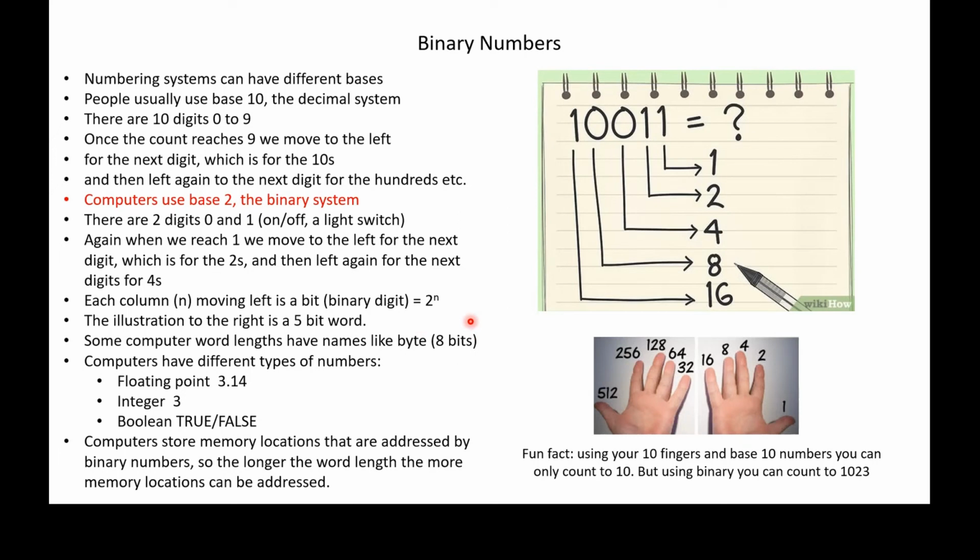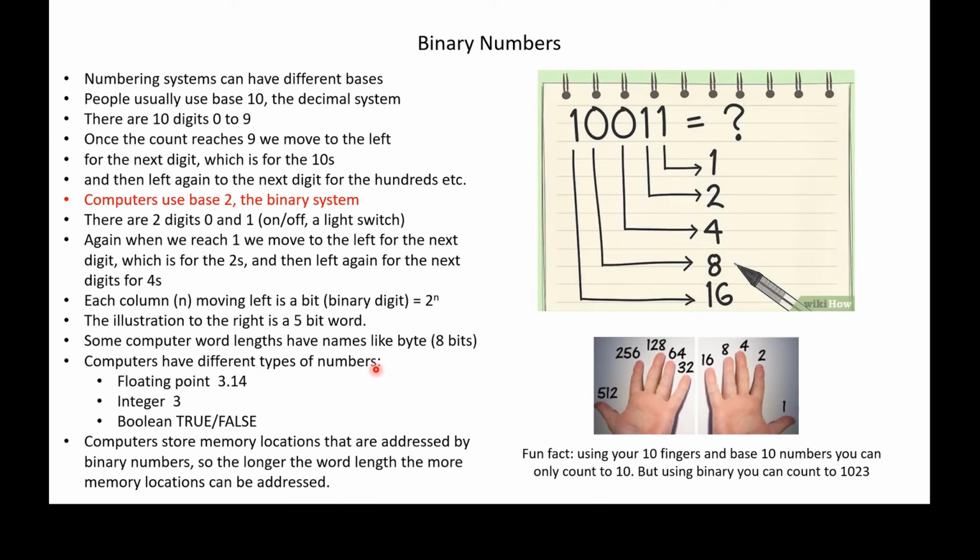And then we wanted to count to higher numbers using a digital counting system, because computers store their memory locations and they are addressed by binary numbers. So the longer the length of the word, the more memory locations we can address. Initially, that's why memory on the computer was very limited as to how much memory you could have for storing information, for storing numbers.